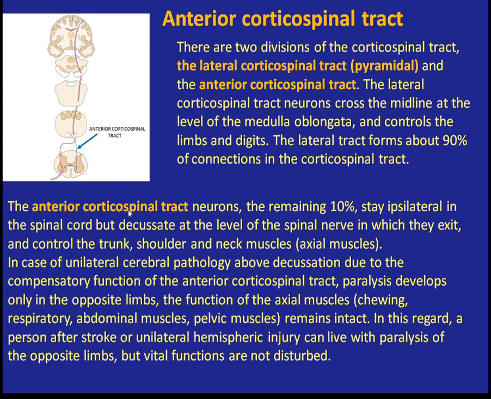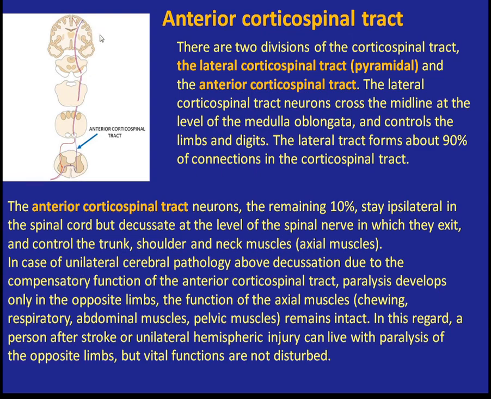The anterior corticospinal tract neurons, the remaining 10%, stay ipsilateral in the spinal cord, but decussate at the level of the spinal nerve in which they exit and control the trunk, shoulder, and neck muscles and jawline muscles. All axial muscles.